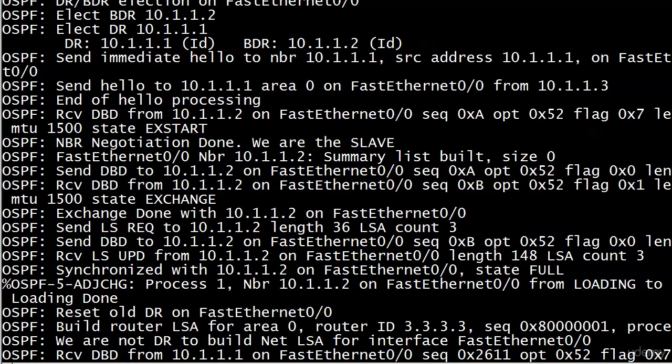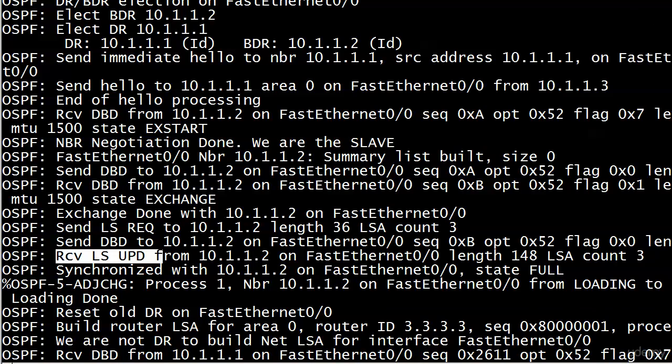And here we start seeing other states. Here's an ExStart, here's an Exchange, and we see some link state requests going out. Here's something called a DBD, and that's a database descriptor. We'll talk about that in a moment.